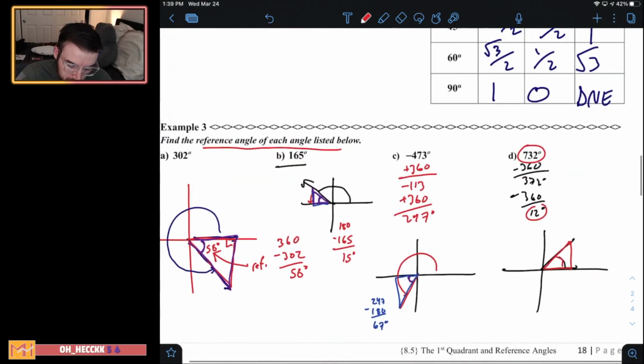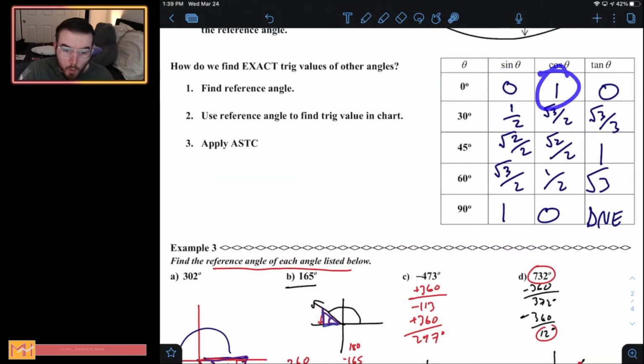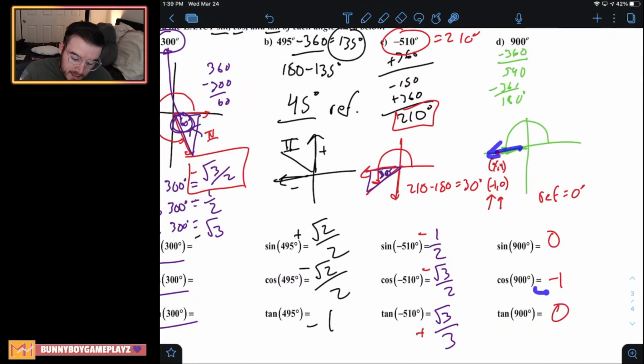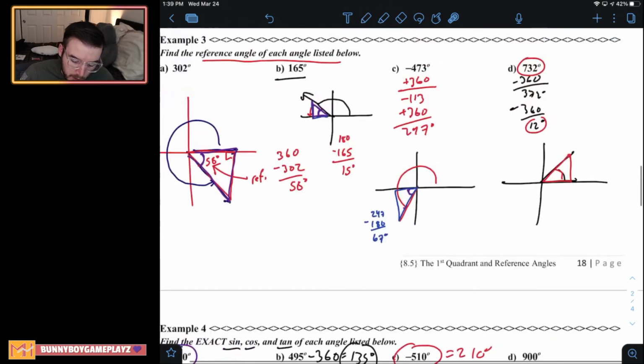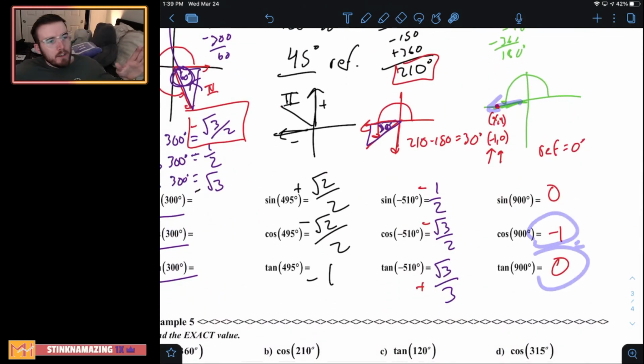And what's sine of 0? 0. And what's cosine of 0? 1. But because we're going to the left, it's negative 1. And what's tangent of 0? 0. Boom. So it all matches up. It all matches up in the end.